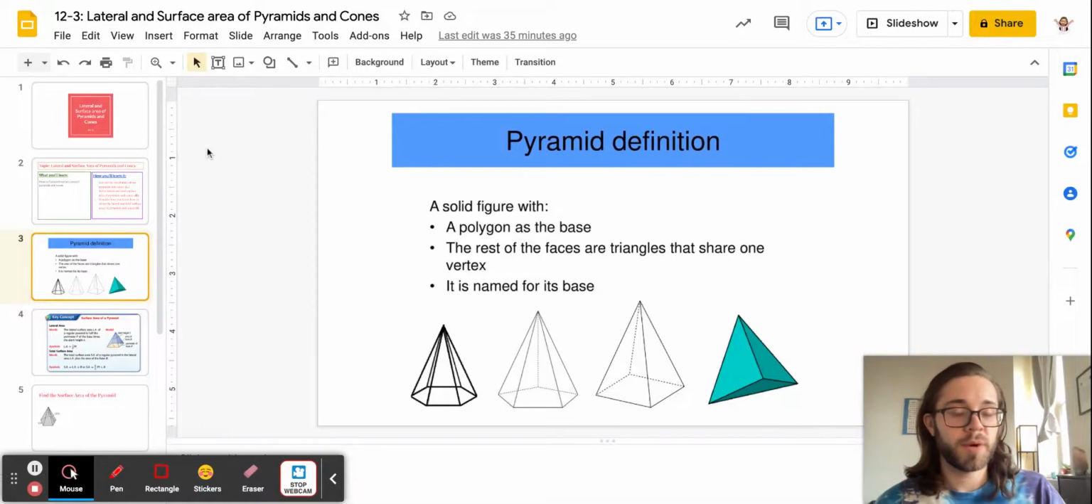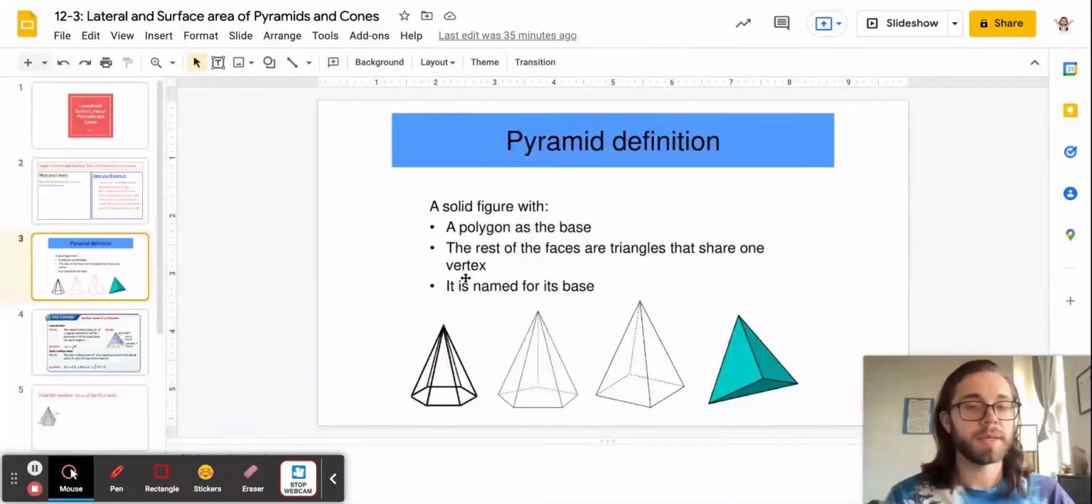And now, instead of a prism which had 2 bases that were the same, we are going to have only 1 base in a pyramid. And that is actually how you will name it. So just like a prism, if the base was like a hexagon, it'd be hexagonal, and things like that.